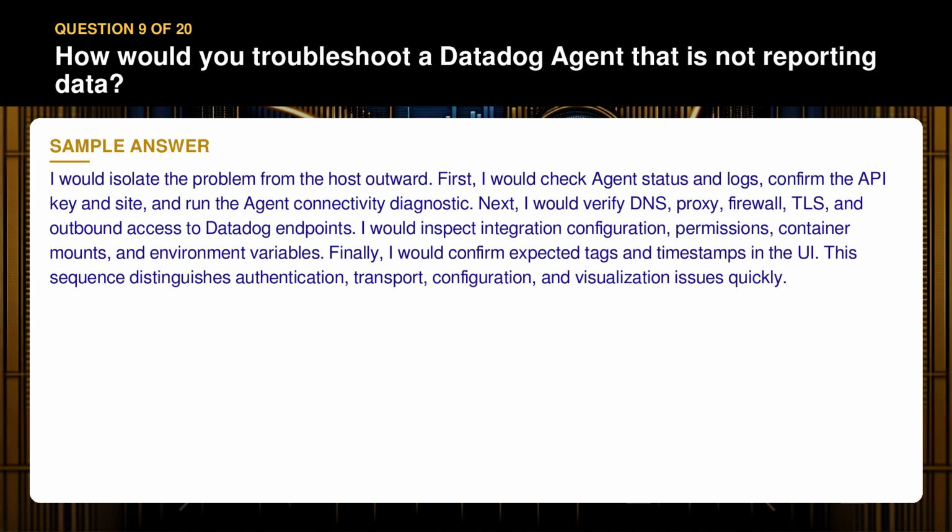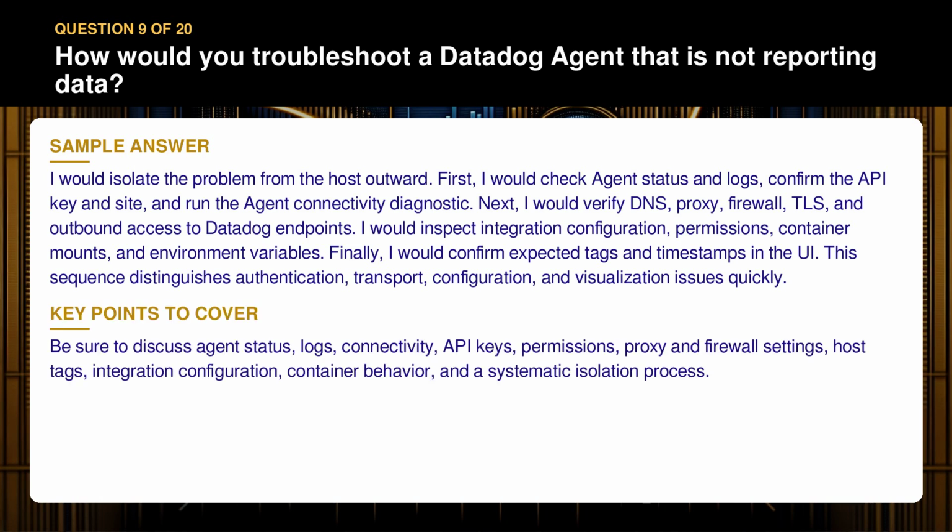I would inspect integration configuration, permissions, container mounts, and environment variables. Finally, I would confirm expected tags and timestamps in the UI. This sequence distinguishes authentication, transport, configuration, and visualization issues quickly. Be sure to discuss agent status, logs, connectivity, API keys, permissions, proxy and firewall settings, host tags, integration configuration, container behavior, and a systematic isolation process.